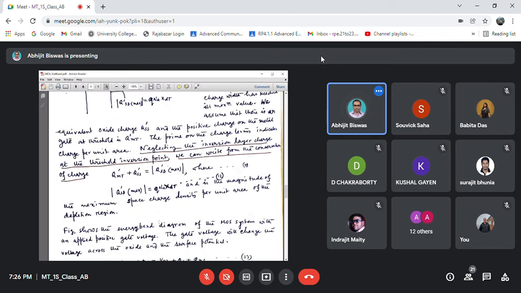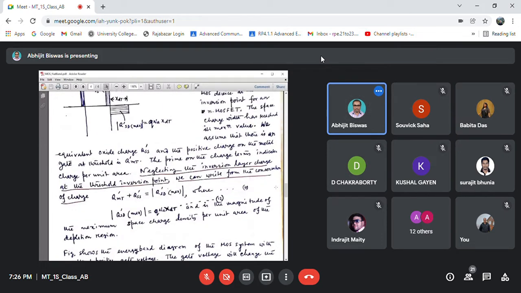So is it clear? Equation number 11. Sudeep. Yes, sir, clear.